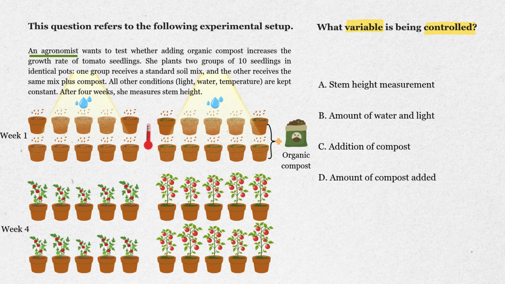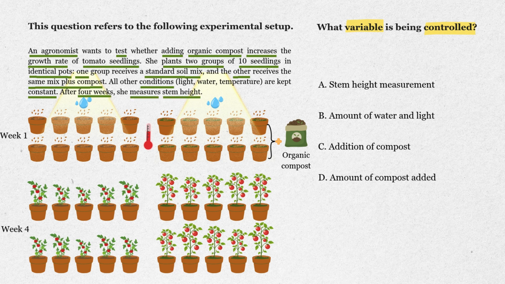An agronomist wants to test whether adding organic compost increases the growth rate of tomato seedlings. She plants two groups of 10 seedlings in identical pots. One group receives a standard soil mix, and the other receives the same mix plus compost. All other conditions, light, water, temperature, are kept constant. After 4 weeks, she measures stem height.